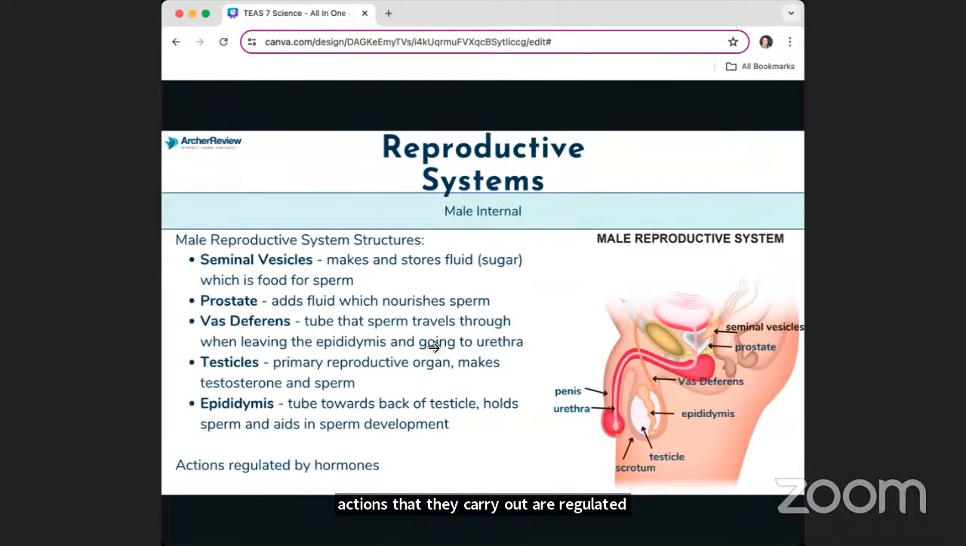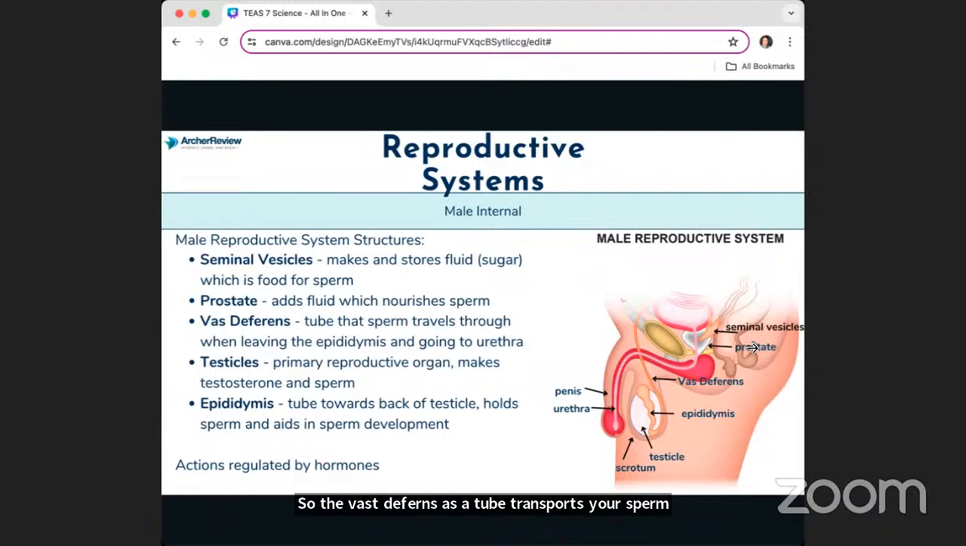For the male internal system, they have seminal vesicles. So go ahead and find that on the graphic. The seminal vesicles will make and store fluid, mostly a real sugary fluid, which is food for the sperm. The prostate, right underneath that seminal vesicle area, adds fluid, which is going to nourish sperm even more. The vas deferens is a tube that the sperm travels through when leaving the epididymis and going to the urethra. So the vas deferens is a tube that transports your sperm outside of the body.